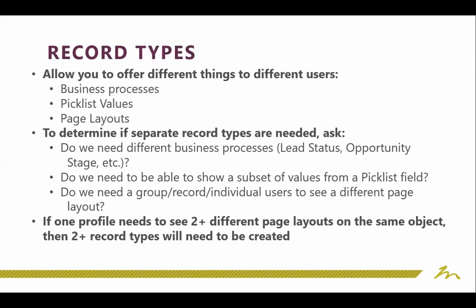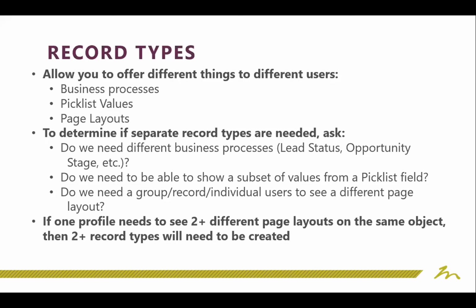So the difference you'll see between page layouts and record types is that record types allow you to offer different things to different users. That includes business processes. Business processes and record types are tied to one another. If you're offering separate pick list values, then you want to go with different record types versus page layouts. With page layouts, you cannot offer separate pick list values. That's just one pick list for those page layouts. And also, with different record types, you can offer different page layouts within those.